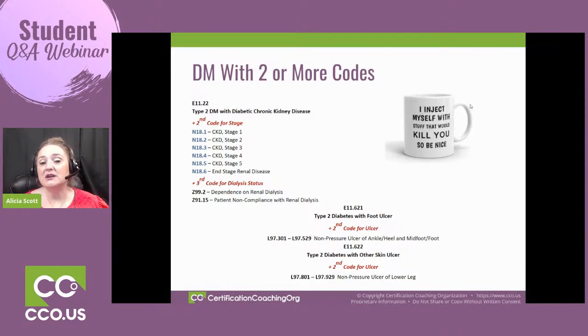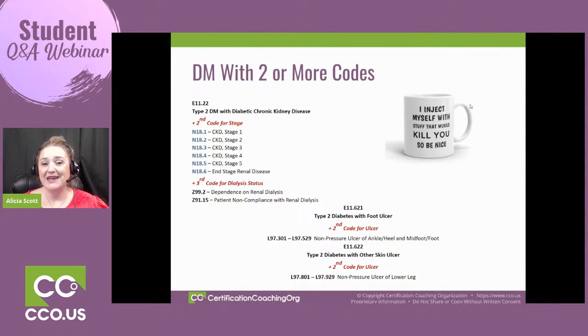In addition, you could end up using a third code, if applicable. If you have a patient that is N18.5, stage 5 renal disease, and they start taking dialysis treatments, they're no longer an N18.5, they turn into an N18.6 at that point. Once they start dialysis, they now have end-stage renal disease. With that code, you would append also Z99.2 because that has an HCC. You want to capture that.